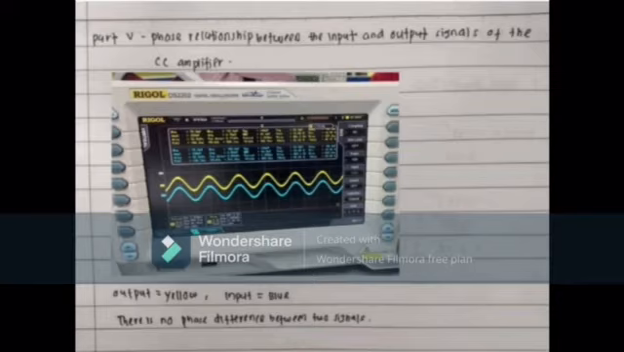From the picture, we can conclude there is no phase difference between the two signals.